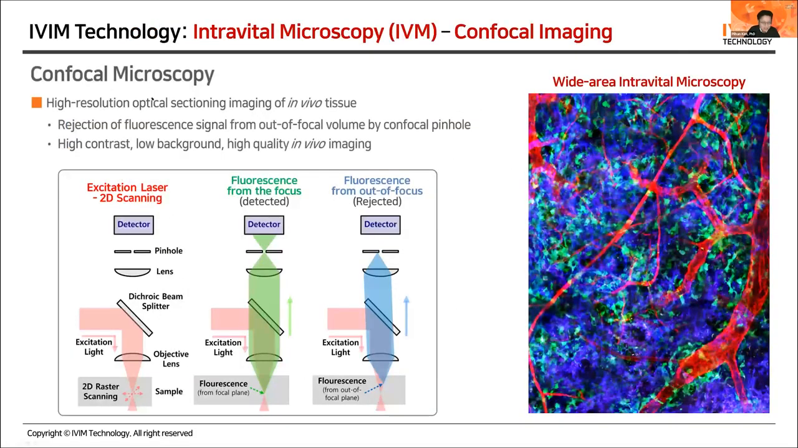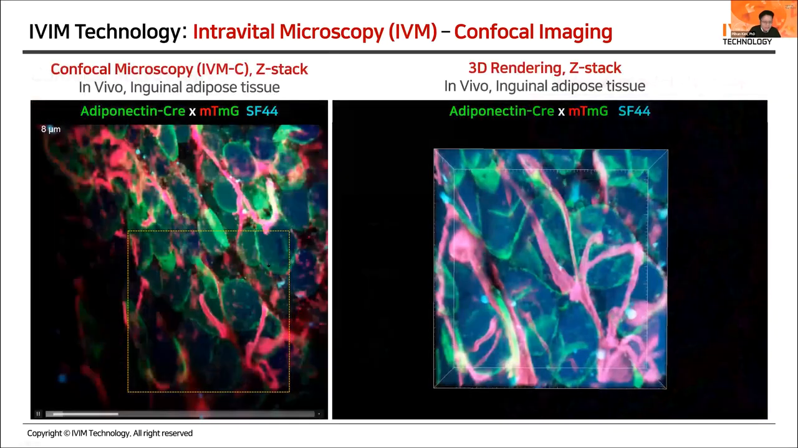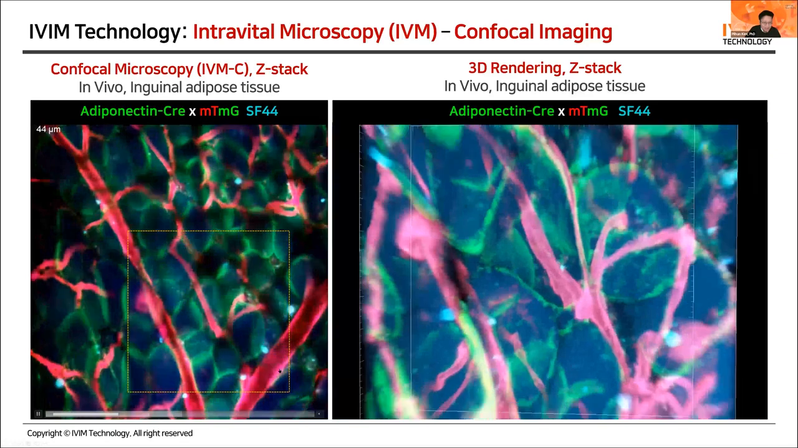I don't want to go into too much detail about the principle of confocal microscopy, but basically confocal microscopy is capable of full color fluorescence imaging with sectioning capability. So without making a slice, the whole live tissue can be imaged in sections in a non-invasive manner. This is our typical data set.